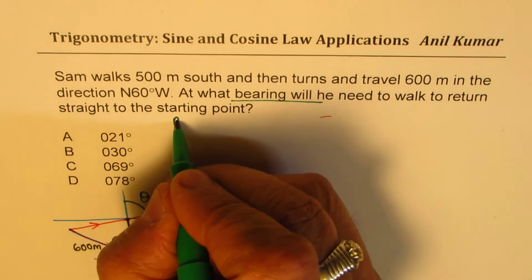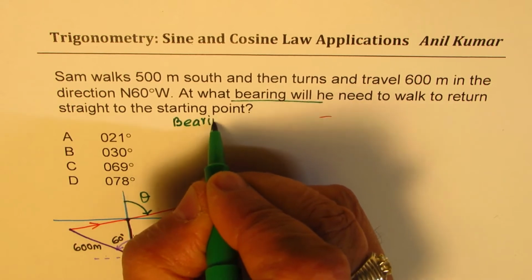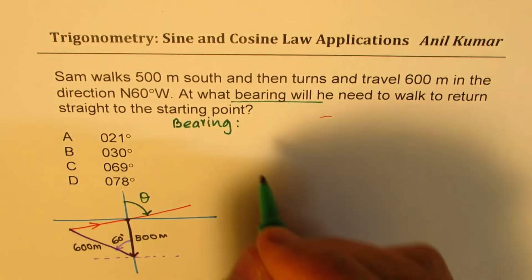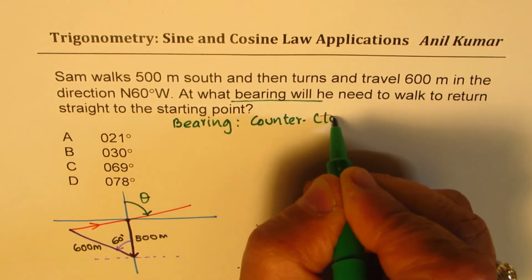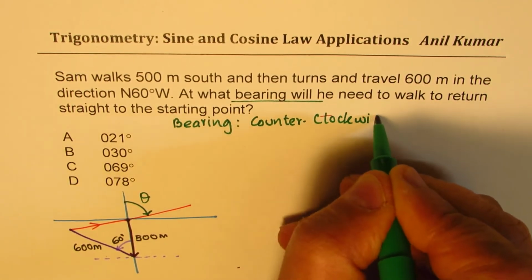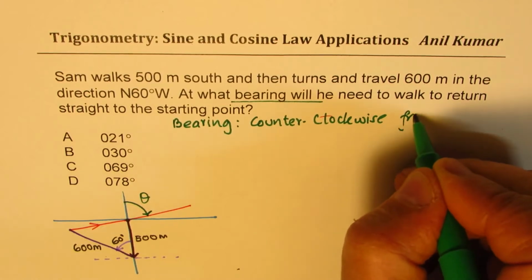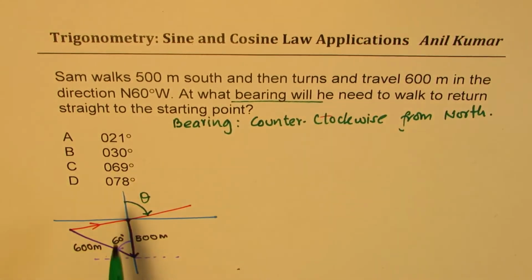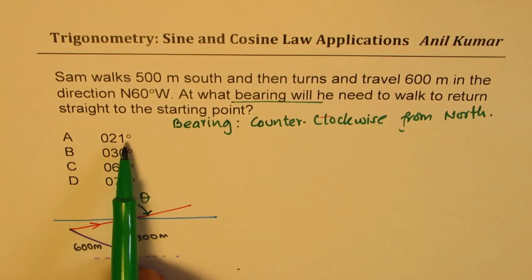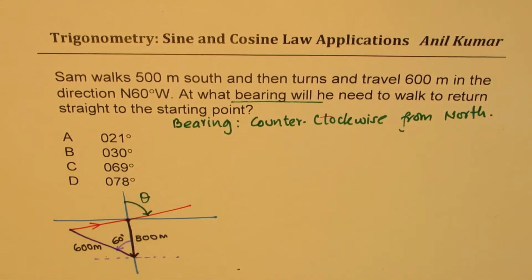So one thing, let me write down here. Bearing means counterclockwise from north. You'll notice that all these answers are given to 3 digits. It's always written in 3 digits. Okay, so that is what we're looking for. That's the angle we need to figure out.